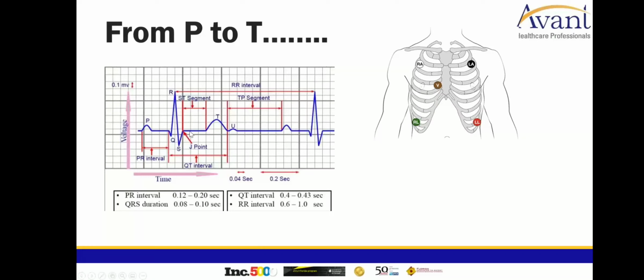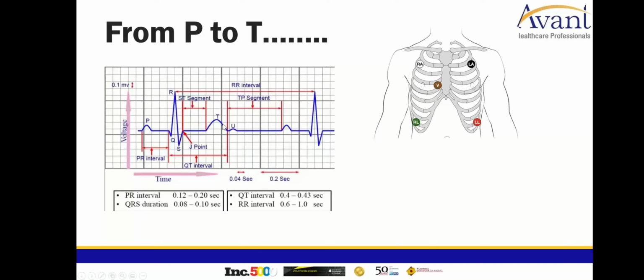Once again, as the impulse continues to travel down the bundles to the Purkinje fibers, we then see this segment, the QT interval. It starts from the beginning of the Q to the end of the T, which is represented by this other positive deflection. The QT interval represents the time it takes to innervate the entire ventricle.